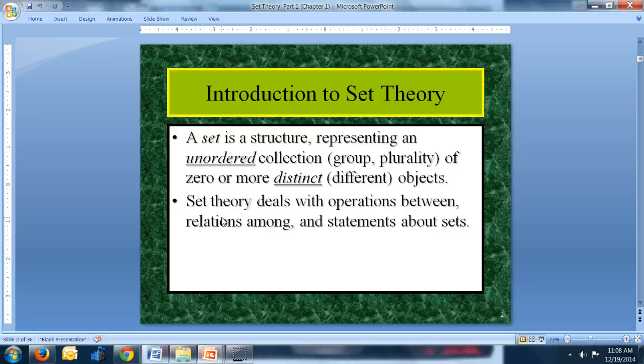A set is a structure representing an unordered collection of zero or more different objects. So for instance, you can have a set of the names of the students in the classroom. Since they are all different names, that will be the set of names in the classroom.